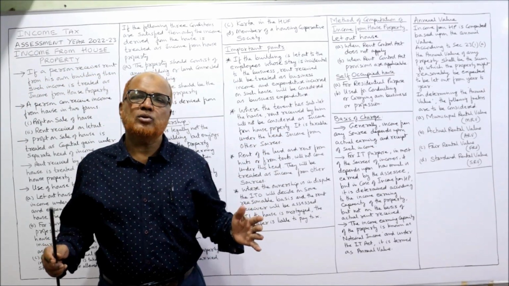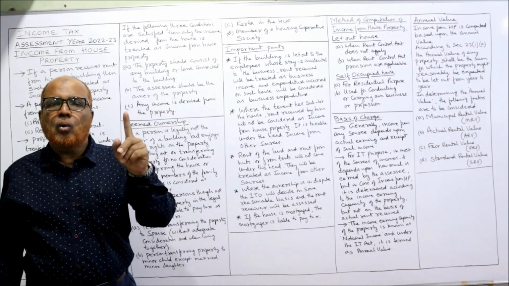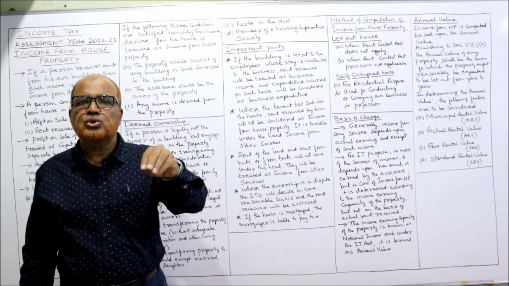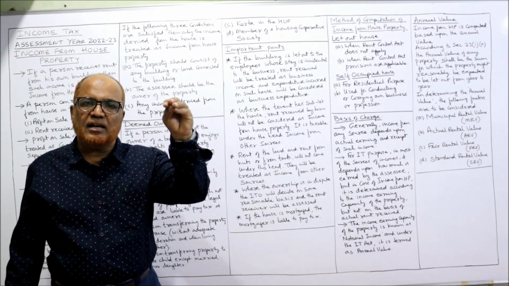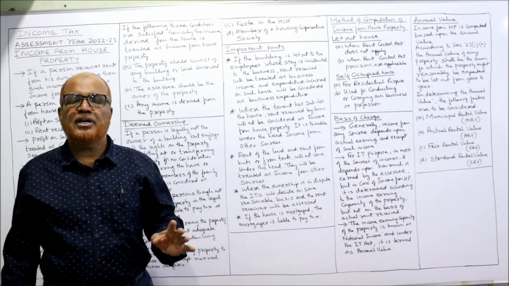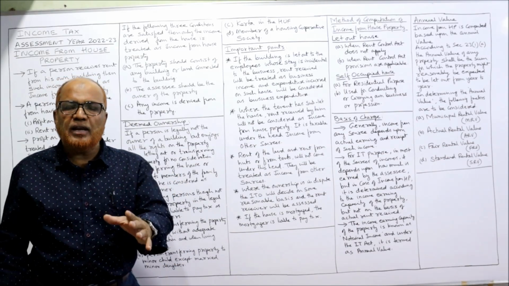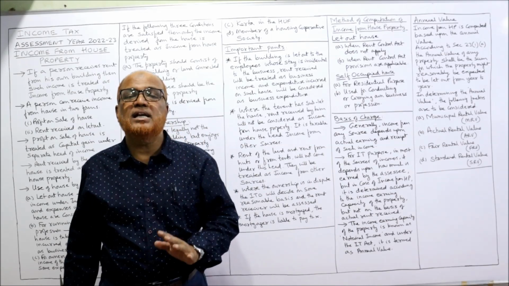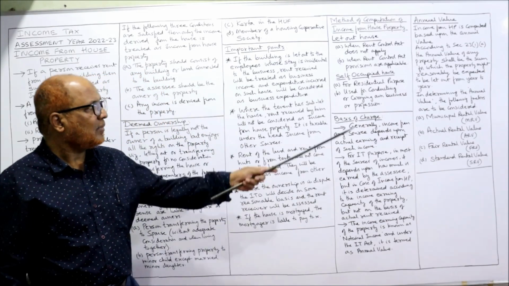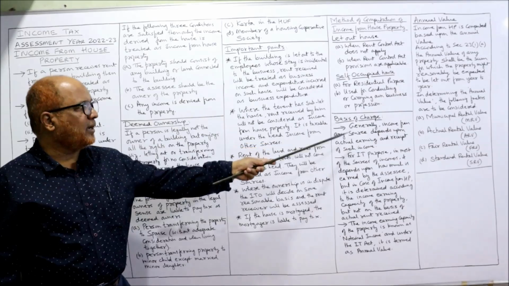The self-occupied house can also be divided into two categories. One self-occupied house which is used for running our own business. The assessee is running his own business or profession. He is using his self-occupied house. Similarly, the assessee may use the house for his own residential purpose. In this way, two self-occupied houses.